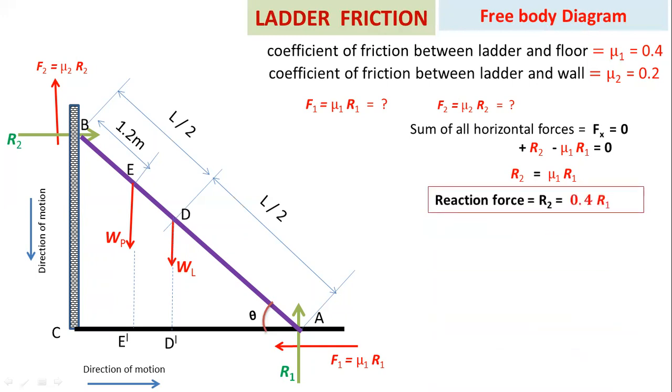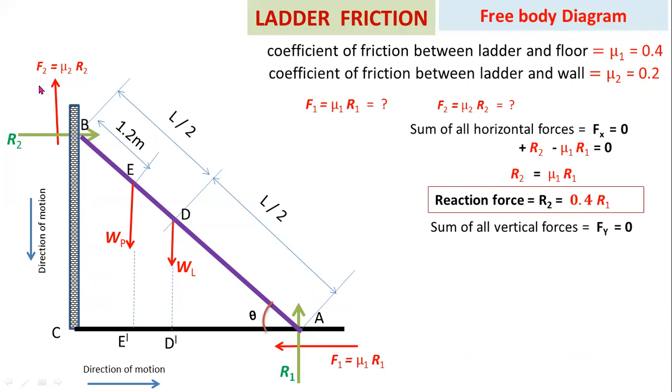This is equation number 1. After that you have to resolve all the forces along the vertical axis. That means the sum of all vertical forces equals 0. Here there are 4 vertical forces, that is R1, WL, WP and F2. These are the 4 forces acting on the vertical axis, so you have to add these 4 forces.